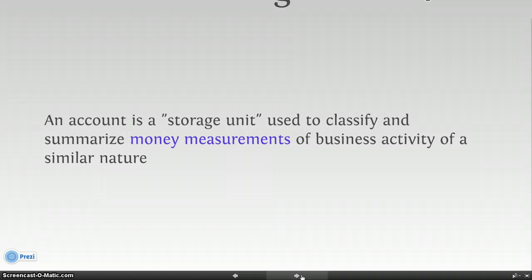The way they define it, an account is a storage unit used to classify and summarize the money measurements of business activity. As I said, if there is a resource transaction, it may mean X number of dollars, or if a purchase order is issued, it may mean Y dollars. So all these are converted into money and then classified into different so-called accounts.